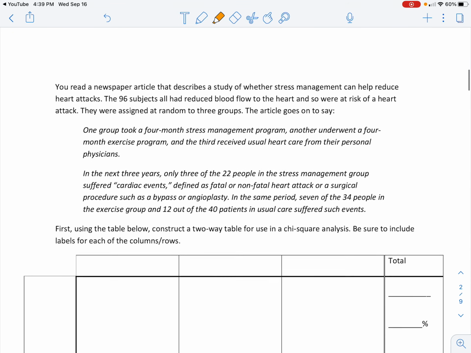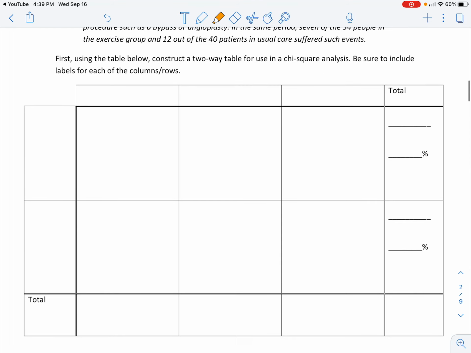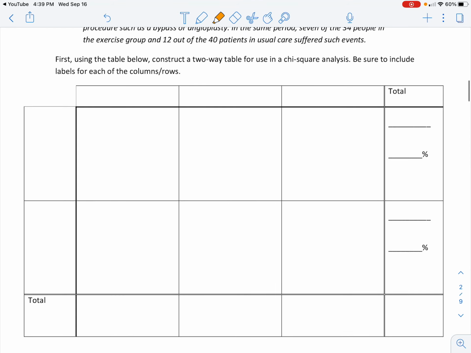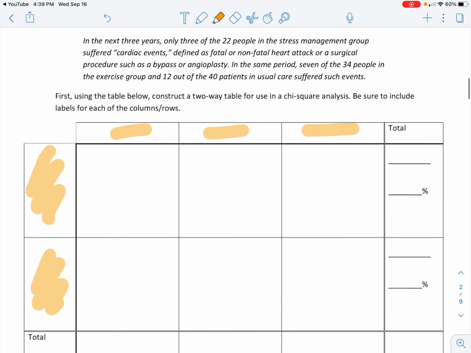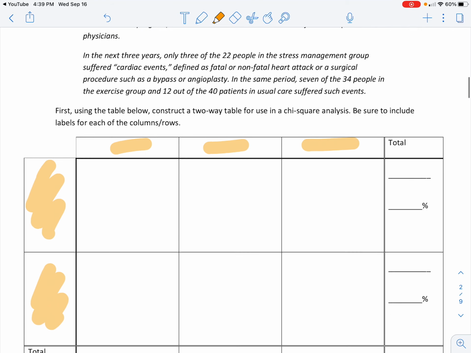On the second page here, what you're going to do is to complete a chi-square. Now notice on here, I have not given you any table of chi-square values. So a part of completing this worksheet is trying to figure out how you take the information in this paragraph and put it into this chi-square table. You'll notice what I have done is to give you a 2 by 3 chi-square table. From that, you should assume that the data will fit into a 2 by 3 chi-square analysis.